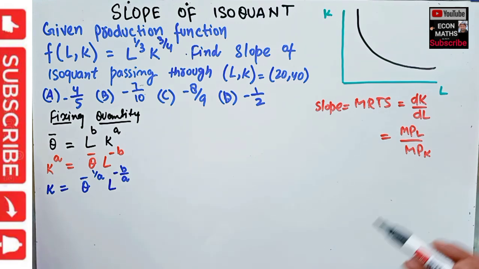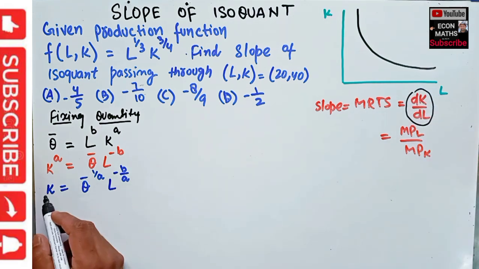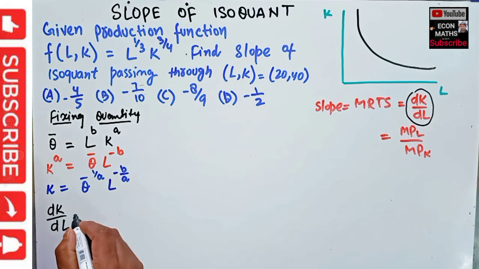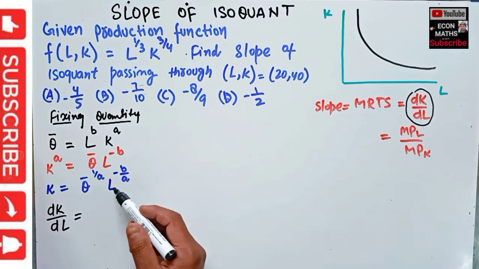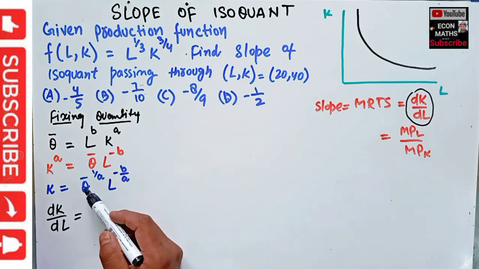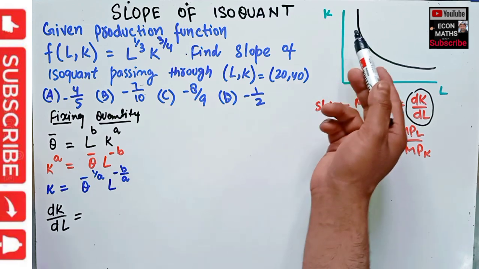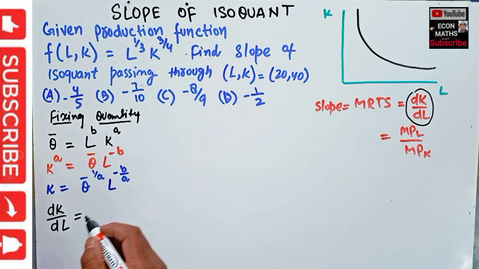So actually, I need to find this dK/dL here. Let's differentiate this function with respect to L, which means dK/dL will be equal to the derivative with respect to L. Remember, we are not differentiating with respect to q, since we want it to be fixed for different combinations of inputs, which implies we will have dK/dL.